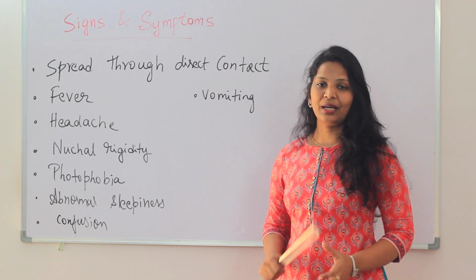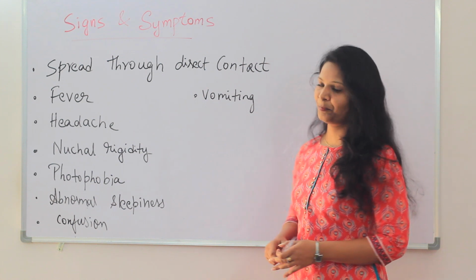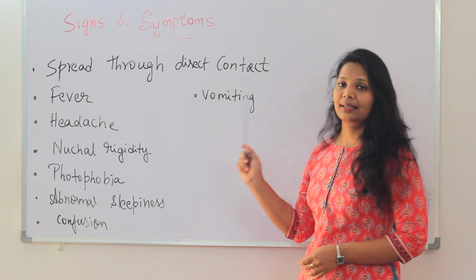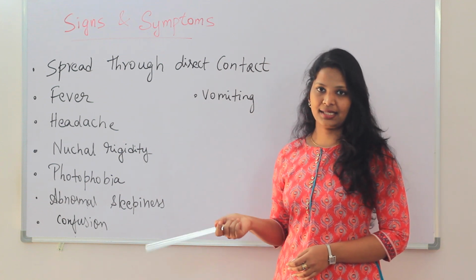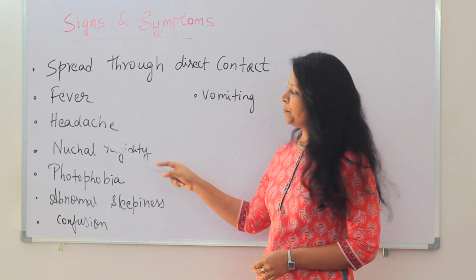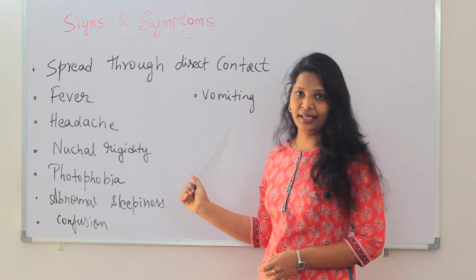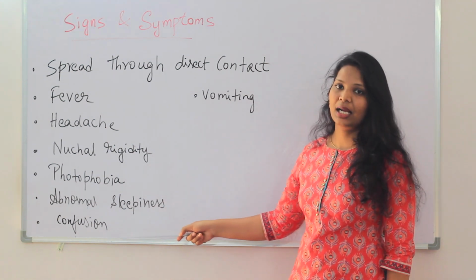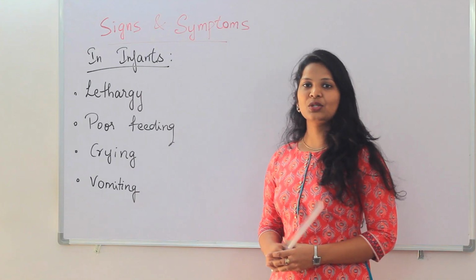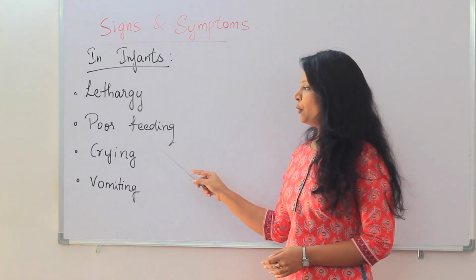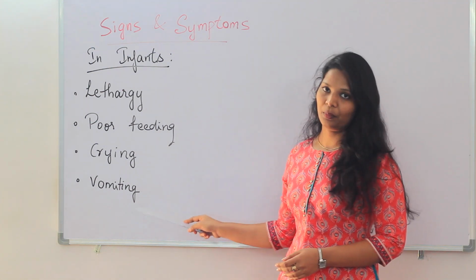So now let's discuss the signs and symptoms of meningitis. Meningitis can spread through direct contact like coughing, sneezing and kissing. The other signs and symptoms are fever, headache, nuchal rigidity, that is stiffening of the neck, photophobia, abnormal sleepiness, confusion and vomiting. And the signs and symptoms may vary in infants. They have common symptoms like lethargy, poor feeding, crying and vomiting.